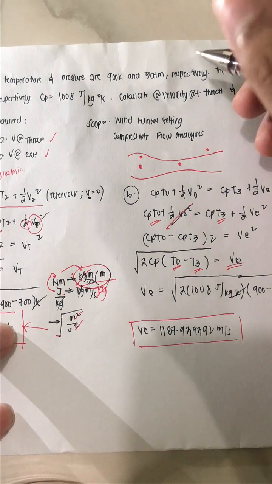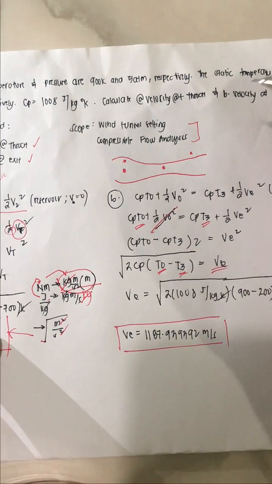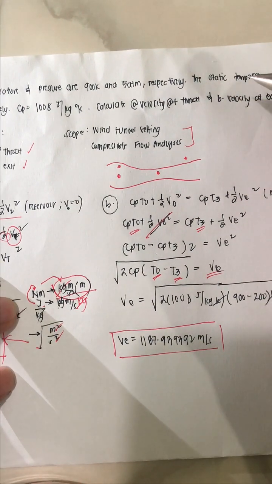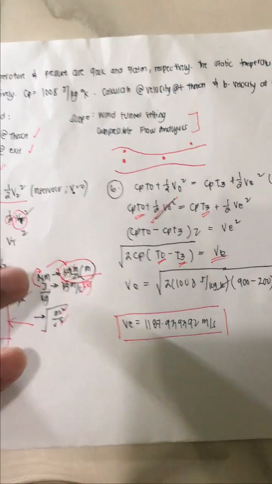So, this example is for the wind tunnel setting and compressible flow analysis. So that would be all.